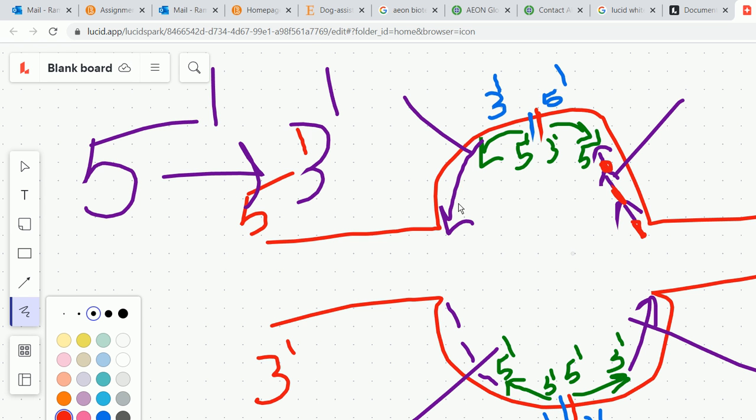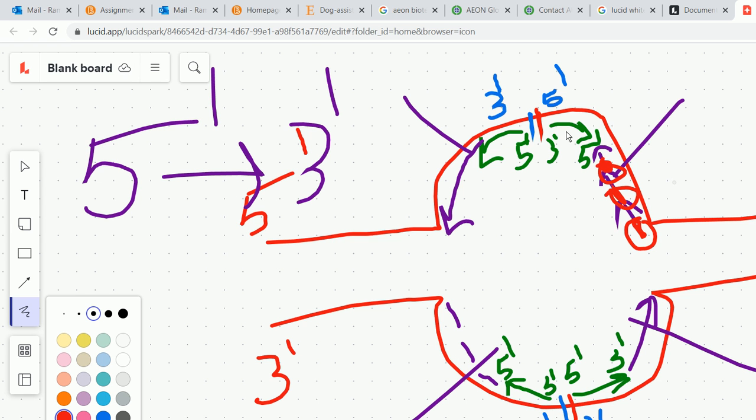Then comes the function of DNA polymerase 1. DNA polymerase 1 is going to come and remove these primers, because these enzymes not only have polymerization capability, they also have a nuclease activity. They can also remove. So DNA polymerase 1 is going to come and remove these primers, and it is going to fill these with DNA.